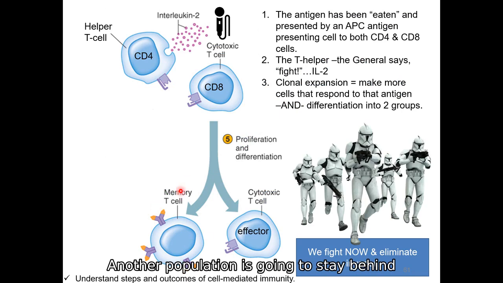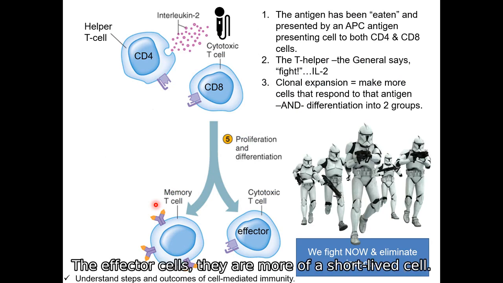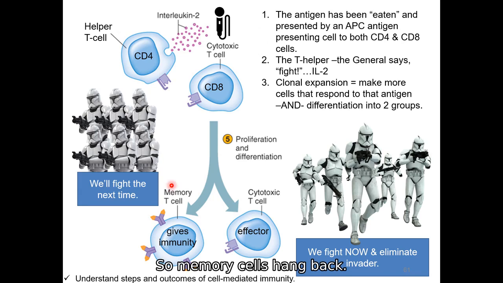Another population is going to stay behind and not do anything. They're going to go, all right, we'll be here for the next time. And so they're called memory T cells. Memory T cells can live for decades. The effector cells, they are more of a short-lived cell. So memory cells hang back. They're going to fight the next time you're exposed to the same antigen. So now your response is going to be much faster and much greater.